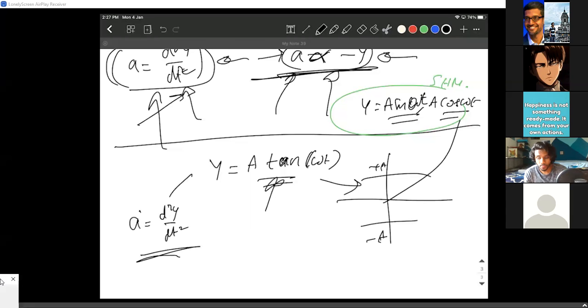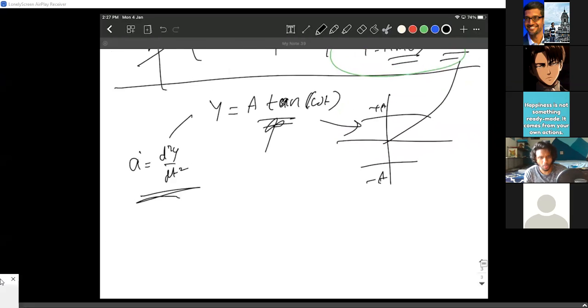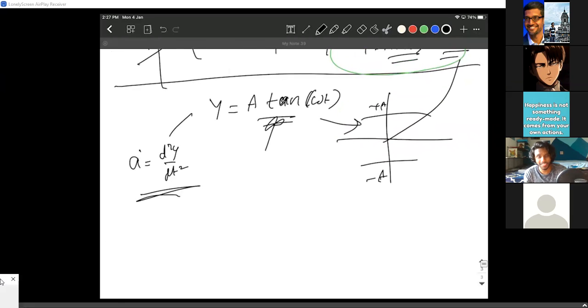Can you prove it once? Why don't you just differentiate it? What do you get when you differentiate tan omega t? Secant square omega t. What do you get when you differentiate secant square again? You get 2 secant theta into tan theta, the differentiation of secant theta. So you get a large equation that is definitely not acceleration proportional to minus y. That is why you can prove it, or you can intuitionally say that tan theta is not a value which is coming back, it is just going away.